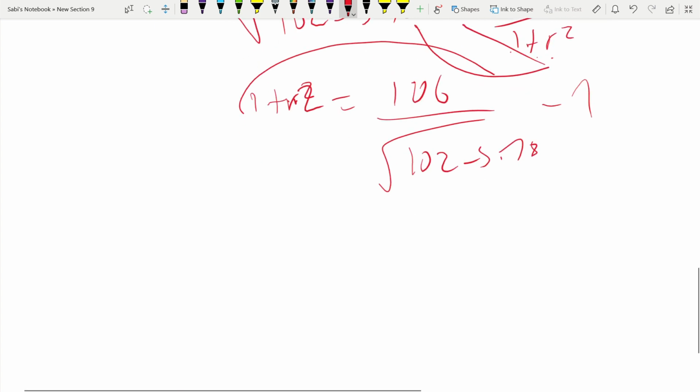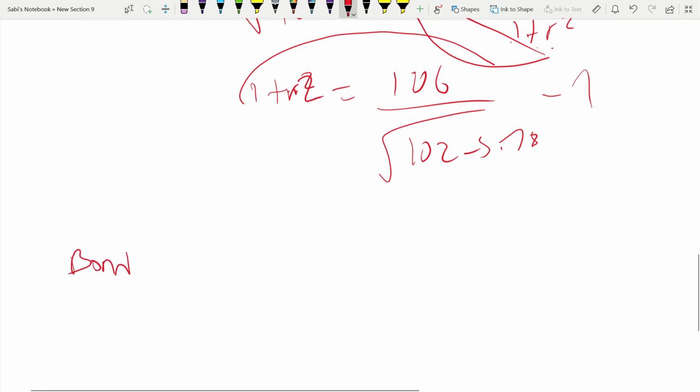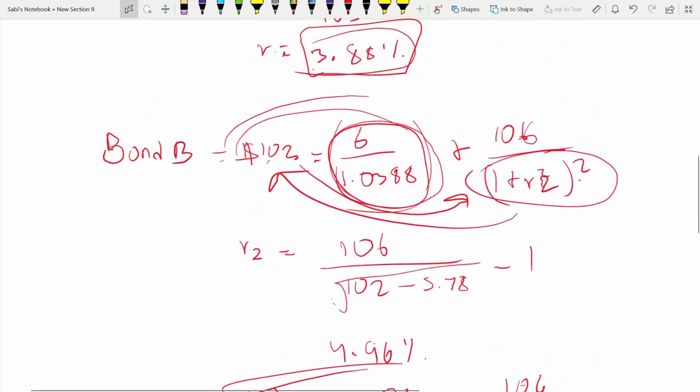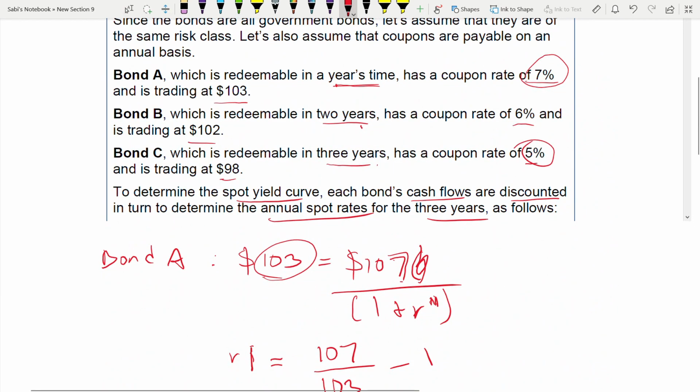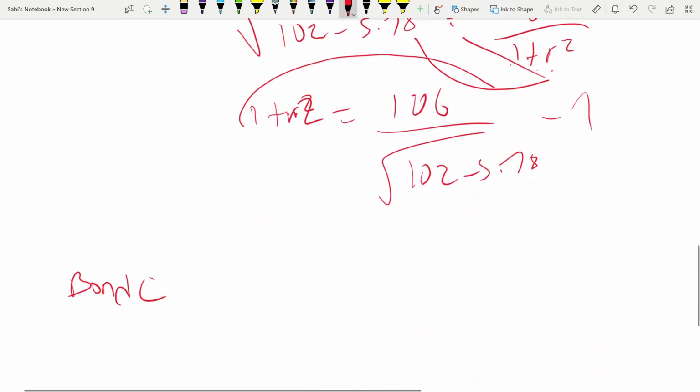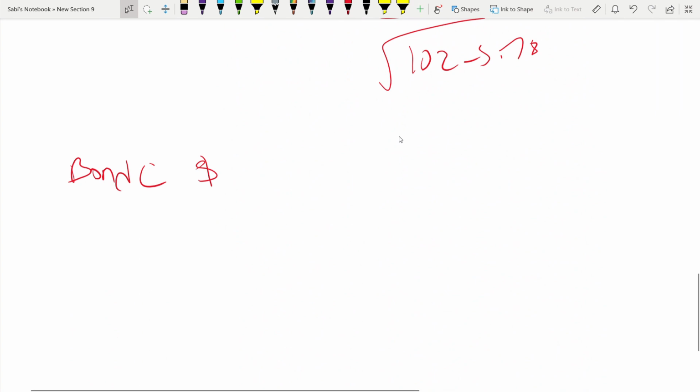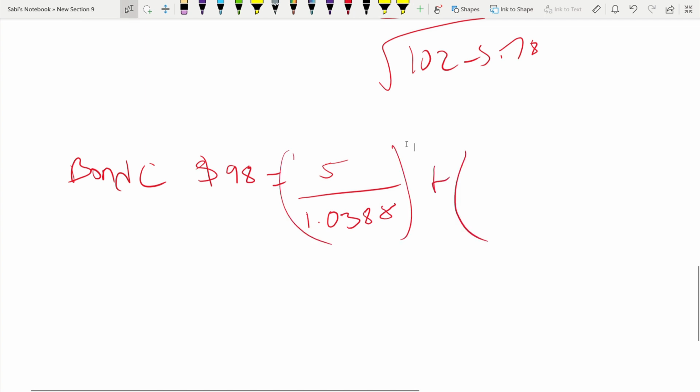Now use bond C. This will be a little complicated because it has 3 years. So 3 years you have to pay. What is the interest, the coupon rate? 5%. But it is trading at what? 98. So 98 equals 5 for the first year, which you discount with the R1 you already have, 1.0388. Keep this aside. Plus second year also you have 5 divided by 1.0496, which you just got, to the power 2.